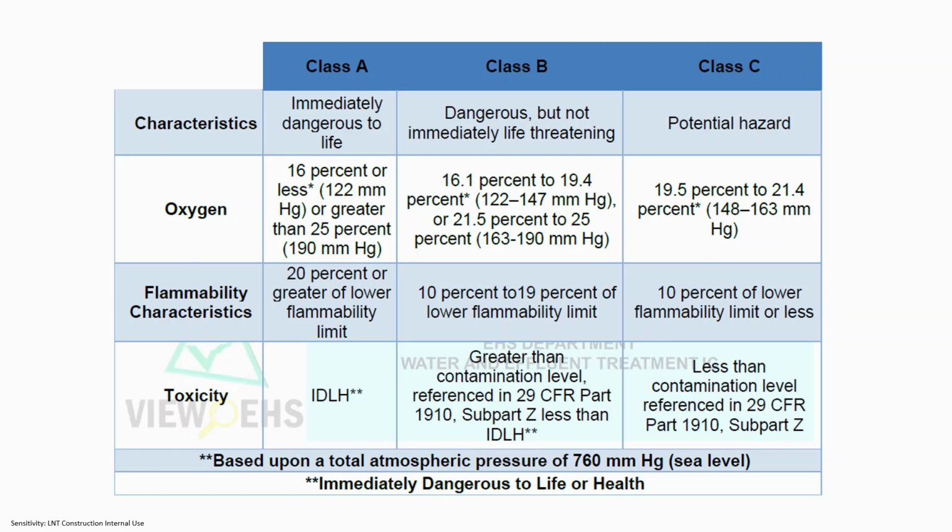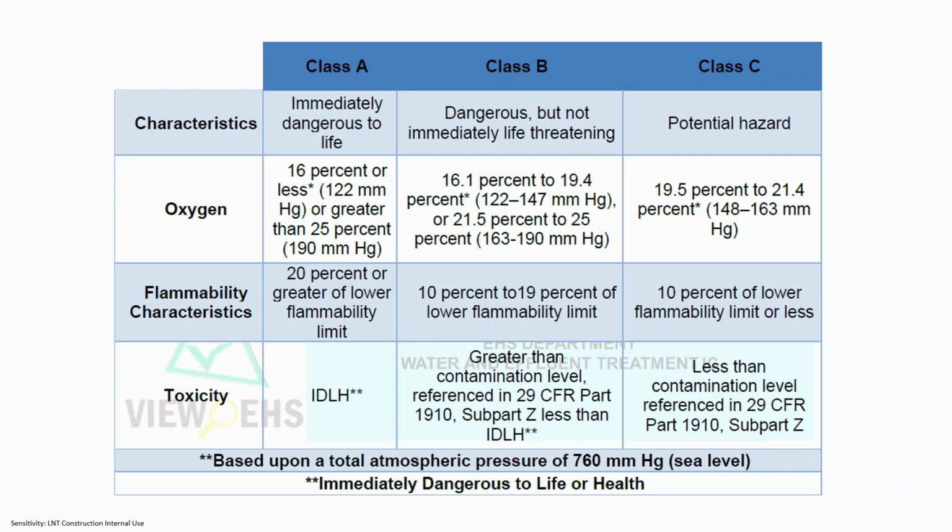If the LEL level is more than 20 percent, it means the flammability limit is very high, and there is a chance of explosion or other kinds of hazards like fire hazard. Talking about toxicity, it is very critical because the atmosphere is very enriched with hazardous fumes or other kinds of poisonous gases like methane, ethane, or H2S, hydrogen sulfide. So these are the classifications of class A type of confined space. It is very deadly in nature.